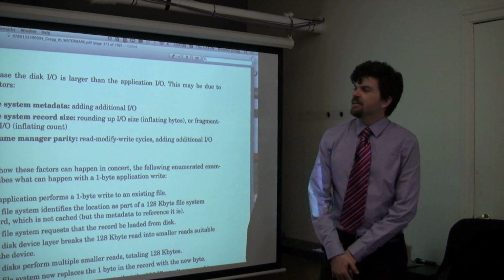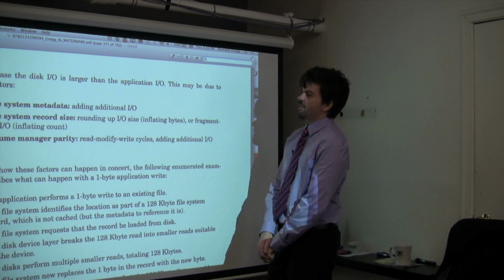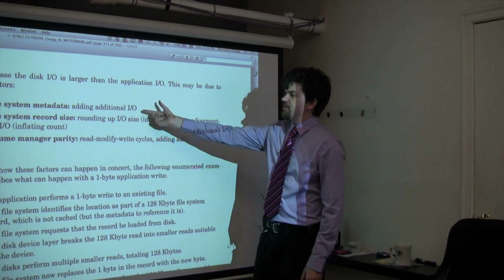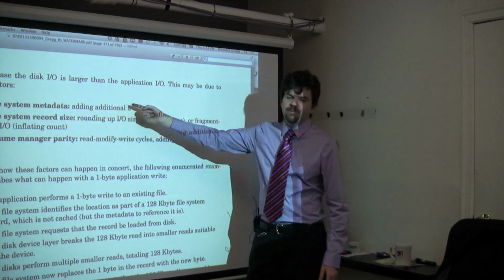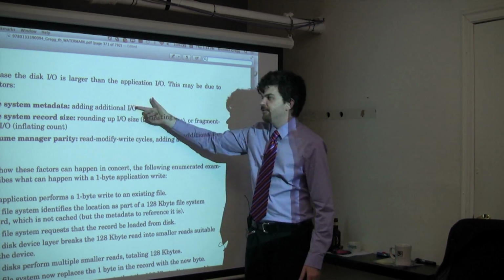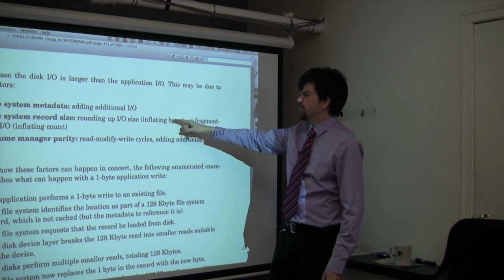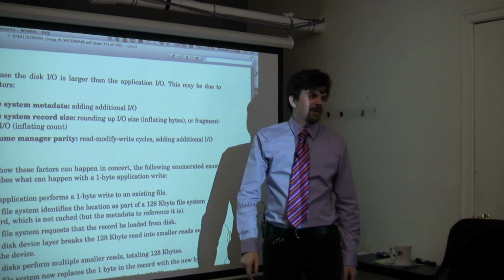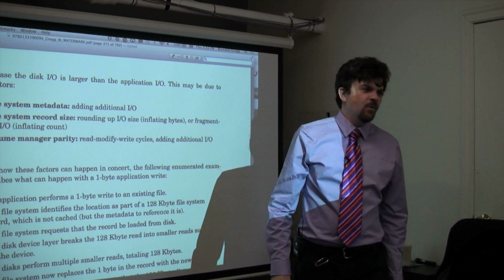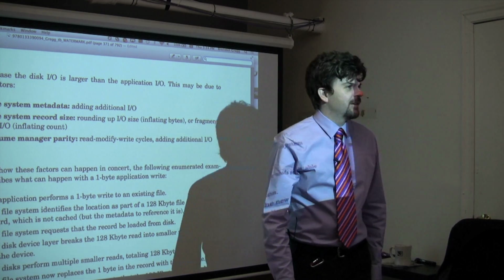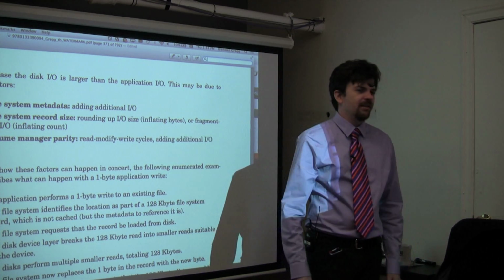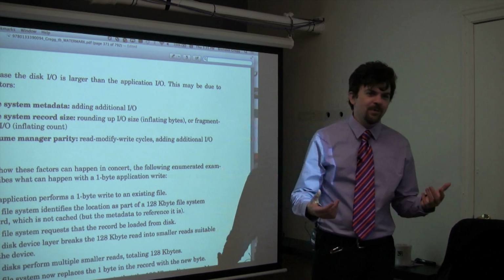Inflated. In this case, the disk I/O is larger than the application I/O. File system metadata: why I was getting 40% reads for my write workload. It was inflation. File system record size: I'm only doing 1 byte reads, but ZFS keeps doing 128 kilobyte disk reads. That's because your record size is 128 kilobytes, and that's inflating it by 128,000.